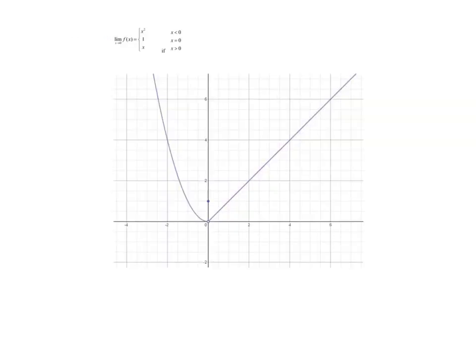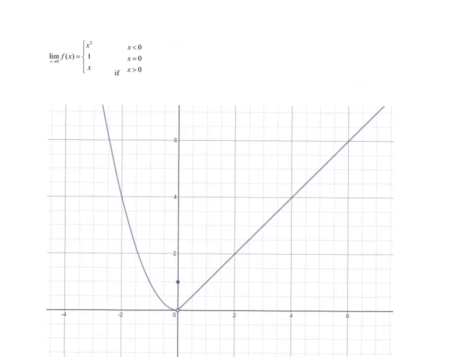All right, the final one here I have is a piecewise function. So I have the limit as x approaches 0 of x squared when x is less than 0, 1 when x equals 0, and x when x is greater than 0. Now, in general, x squared is a pretty nice function, and x is a pretty nice function. 1 is just 1. The real question is going to be at 0, because this is where this graph breaks. Now you can see I've made a sketch of it here. So this is essentially x squared when x is less than 0.